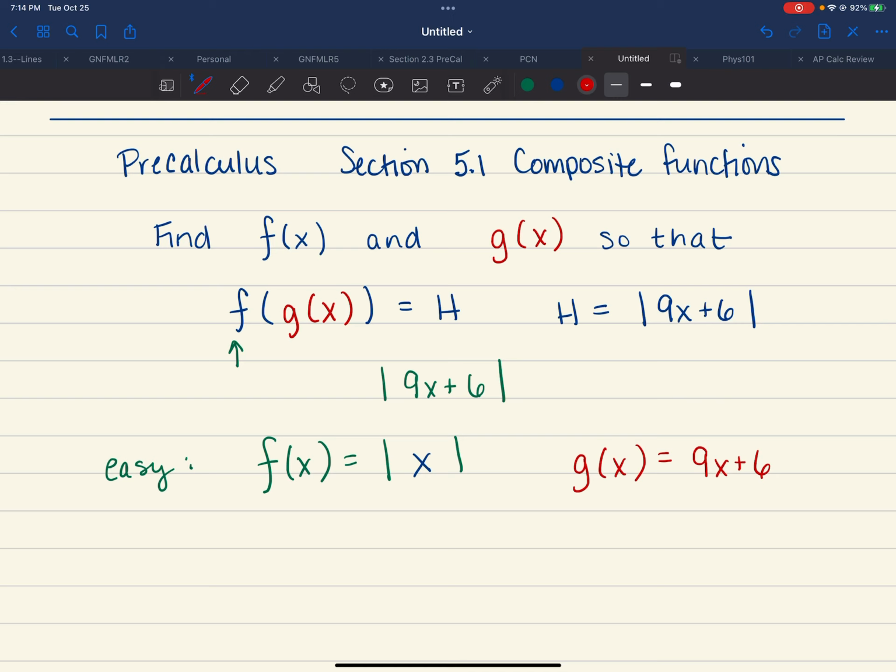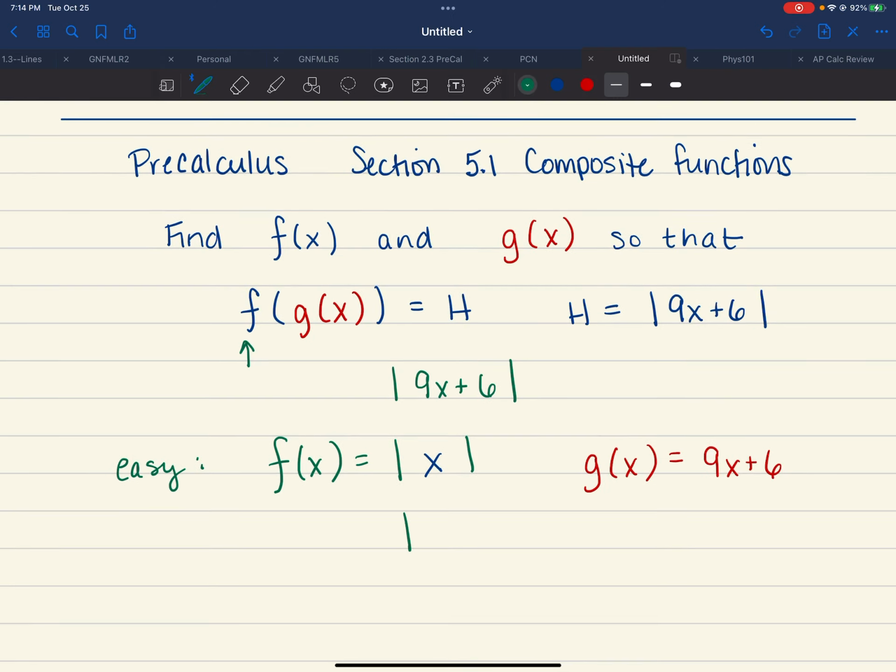So let's go ahead and test this out. So I would have the absolute value where I'm leaving space to put my g of x in. And then if I put my g of x on the inside, that would be 9x plus 6, which equals h, which is 9x plus 6. Okay, so that's one way to tackle it.